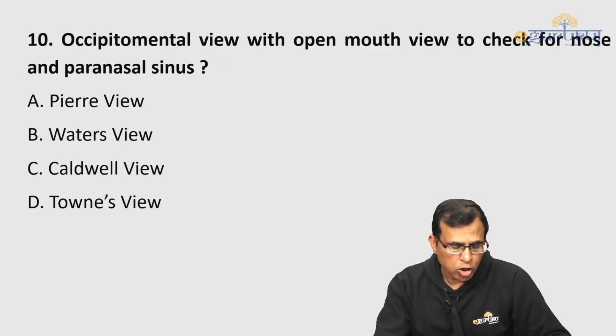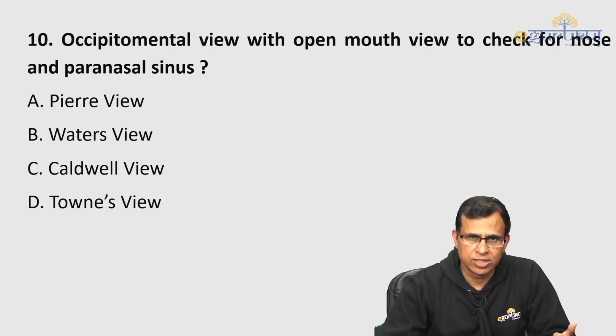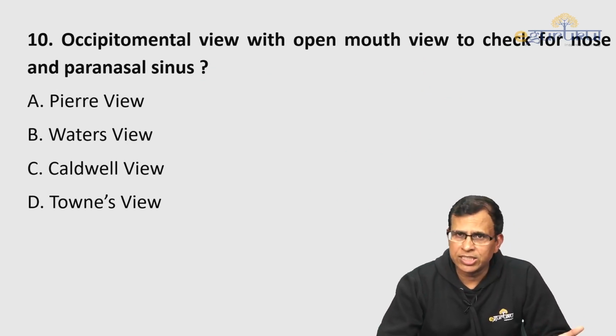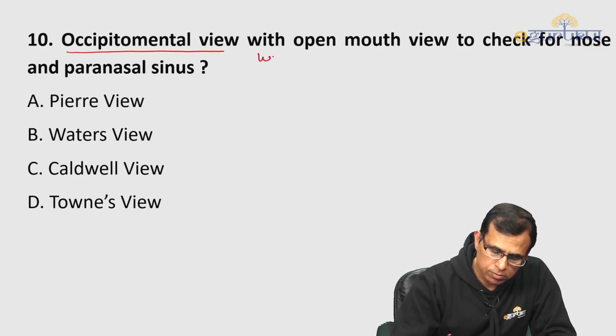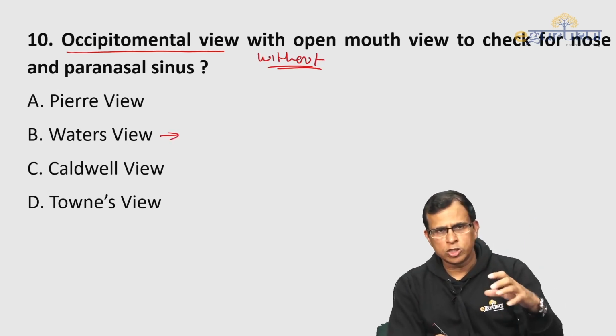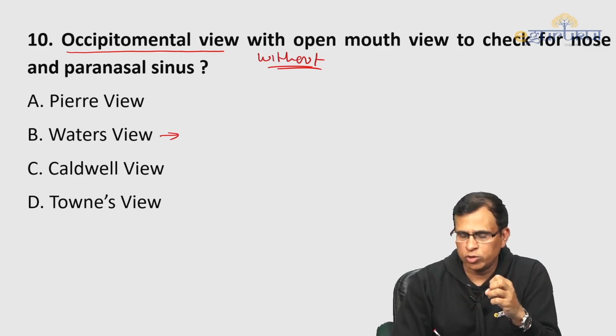And the last question in this series is, occipitomental view with mouth open to check the PNS, basically nose and sinus, is called what? What view is this? Now this is, I can say, a tricky question. If you only take an occipitomental view without open mouth, then it is Waters view. So if it is occipitomental view only, or occipitomental view without open mouth, then we call it Waters view.